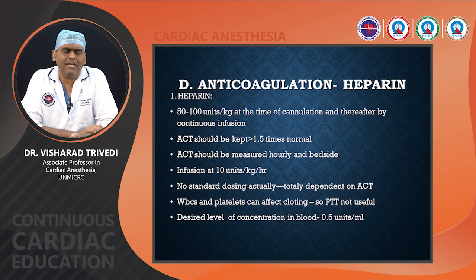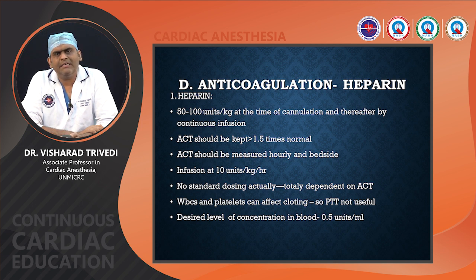One of the very important aspects of management of Veno Venous ECMO is anticoagulation, of course. In anticoagulation, first and foremost is heparin. You have to give heparin, continuous heparin, in a dose of 50 to 100 units per kg, once as a bolus at the time of cannulation, and then as a continuous infusion.